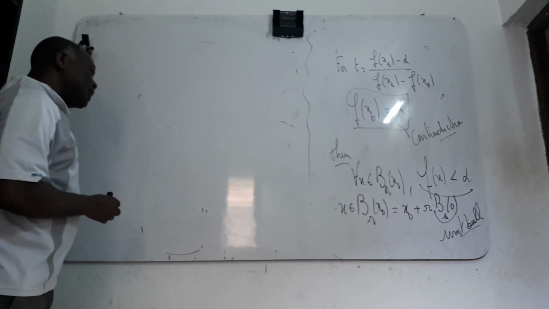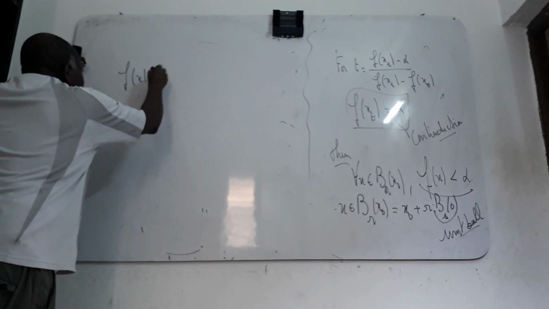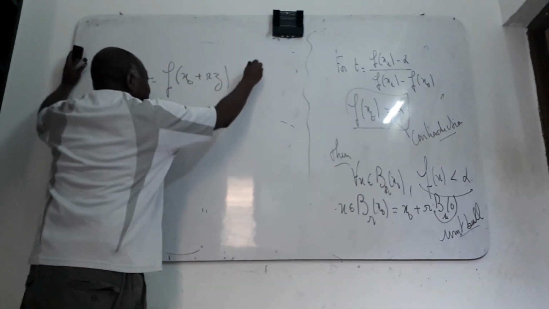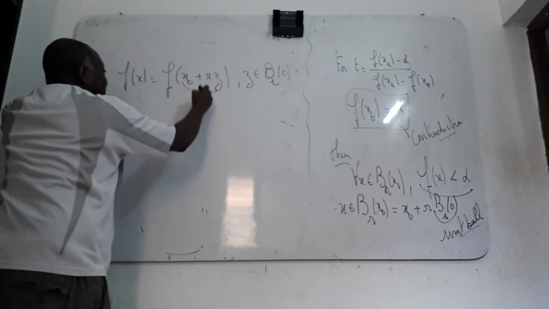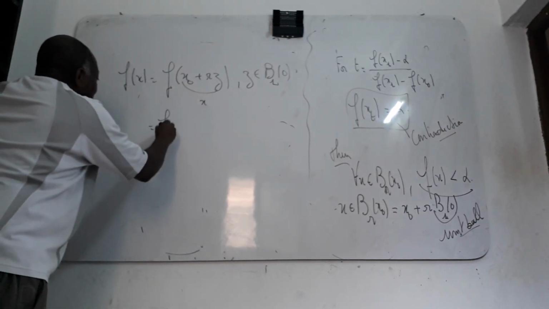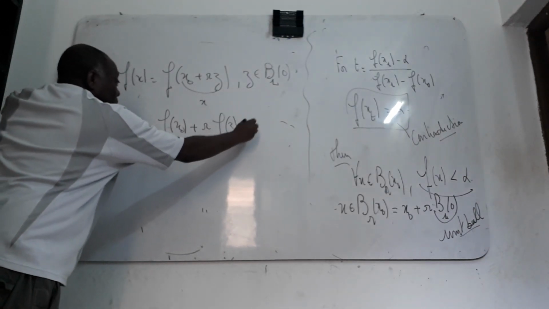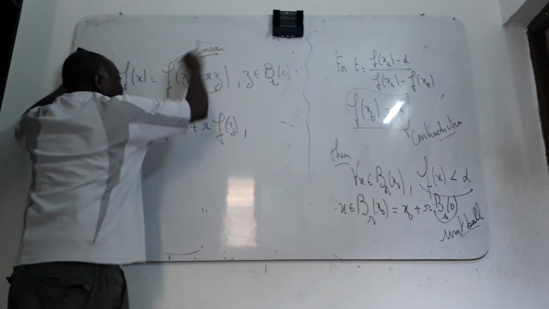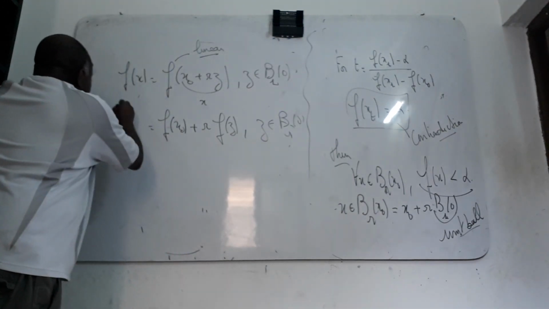Now let us suppose that f of x is exactly f of x0 plus r z, where z is an element of the unit ball. From this condition, you can write any element x in this form. That means you have f of x0 plus r f of z, because f is linear. Then this is true for any element of this ball.